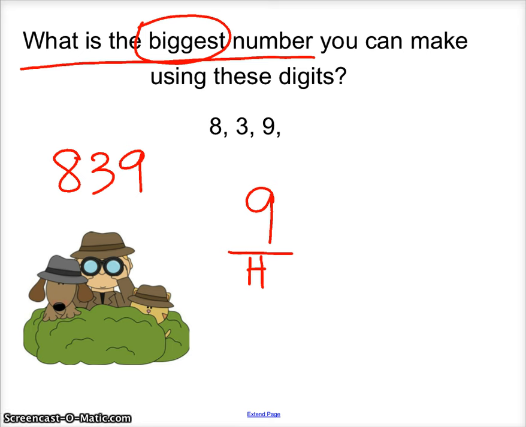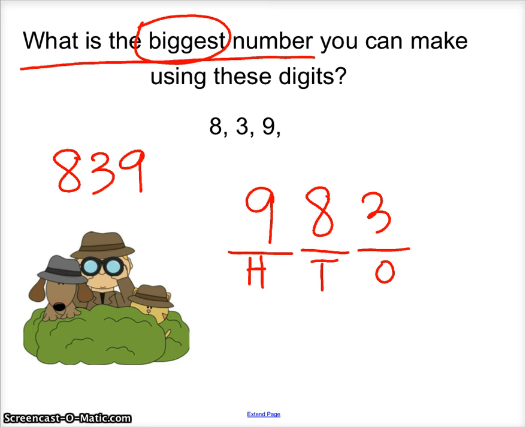So does it matter if I put the 3 next or the 8 next? Well, Miss Anderson, what number is larger? Is 3 or 8 bigger? I know that 8 is bigger, so I'm going to do that next, and then I'm going to do my 3. Let me just double check my work to see if I got it right.